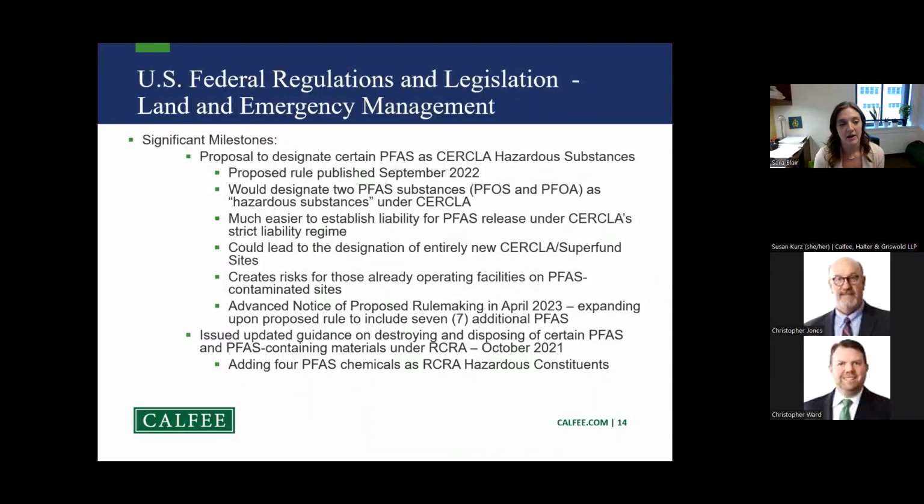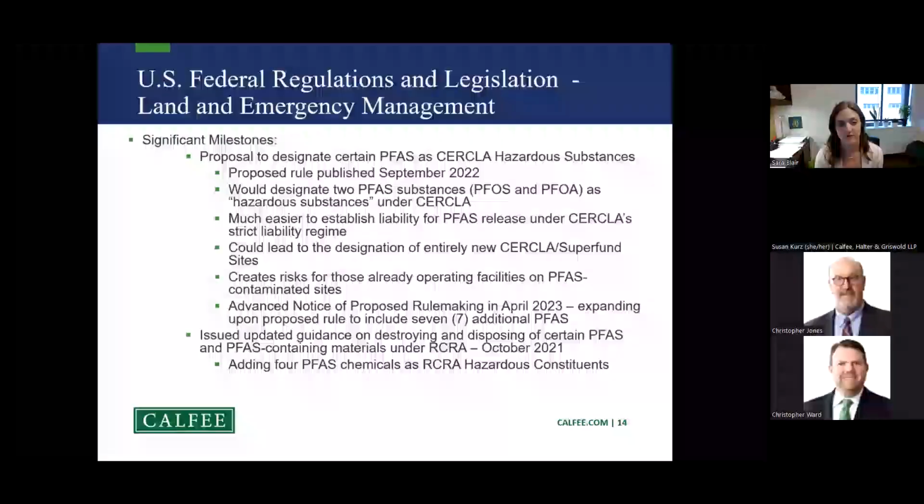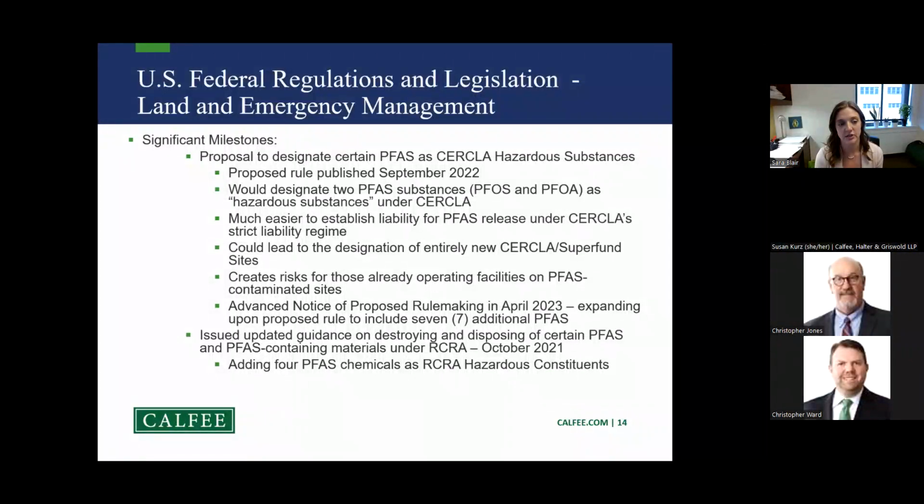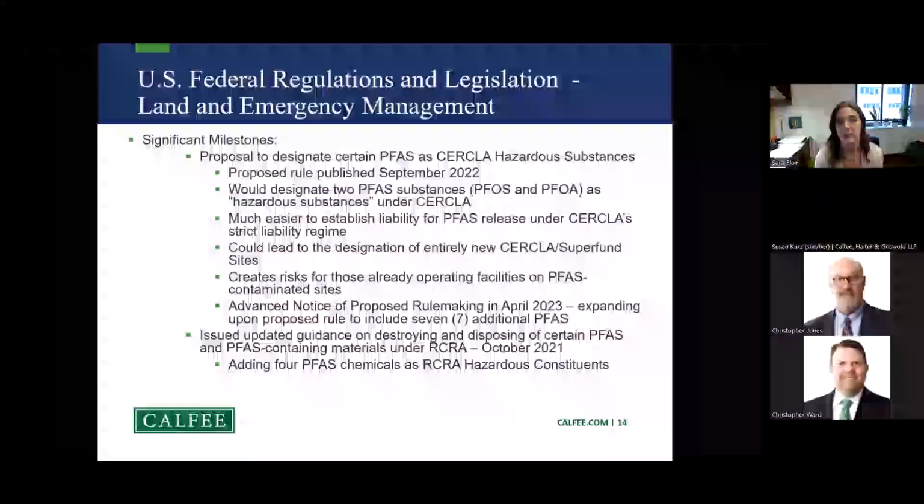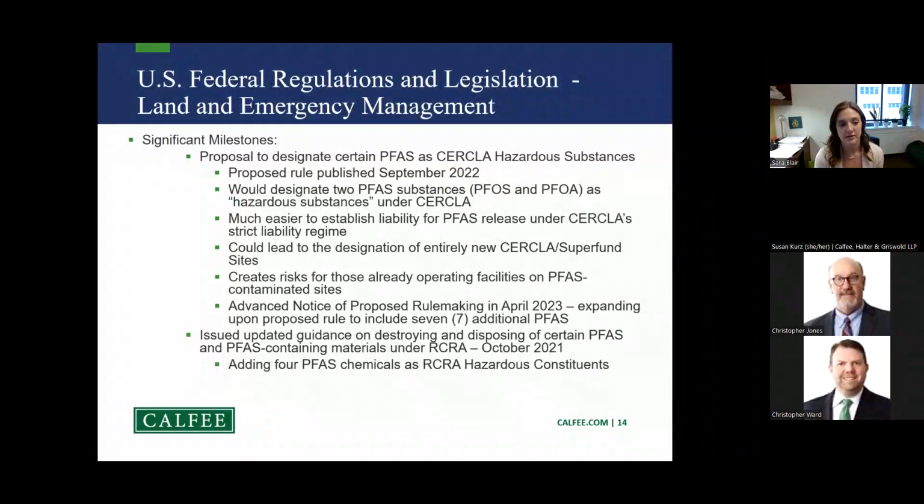Second milestone to note is with respect to RCRA, or the Resource Conservation and Recovery Act. In October of 2021, the Office of Land and Emergency Management issued updated guidance on destroying and disposing of certain PFAS and PFAS-containing materials under RCRA. They added 4 new PFAS chemicals as hazardous constituents, including PFOA, PFOS, PFBS, and GenX.